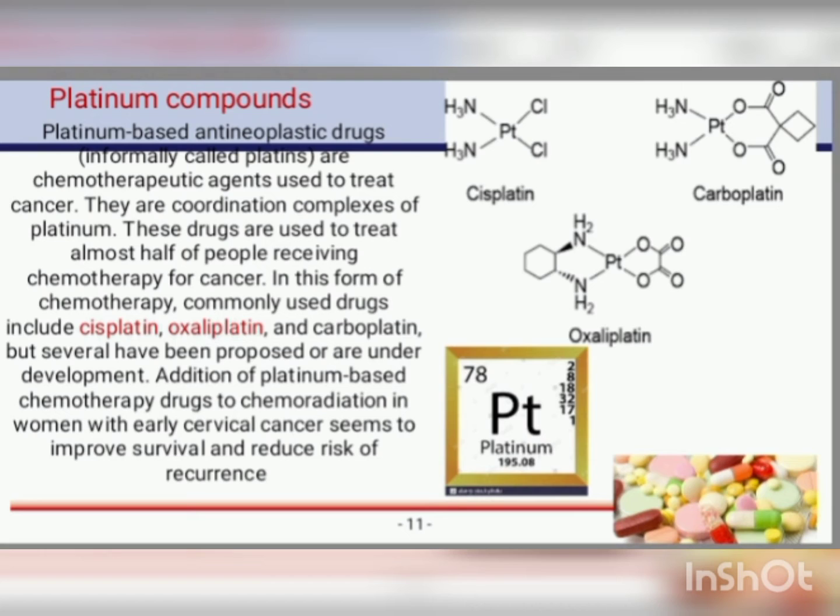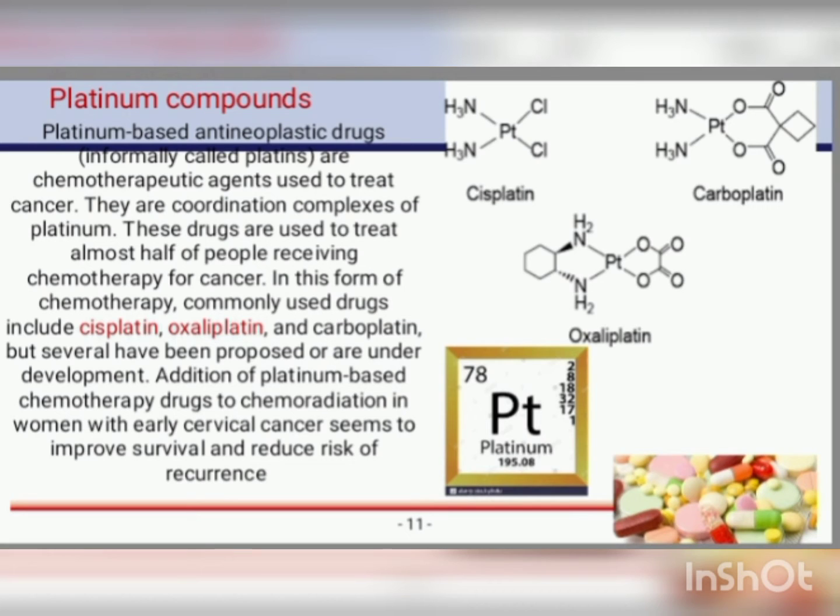Platinum-based antineoplastic drugs, in a form called platins, are chemotherapeutic agents used to treat cancer. They are coordination complexes of platinum. These drugs are used to treat almost half of the people receiving chemotherapy for cancer. In this form of chemotherapy, commonly used drugs include cisplatin, oxaliplatin, and carboplatin, but several others have been proposed or used.